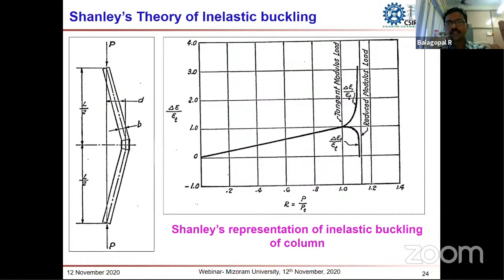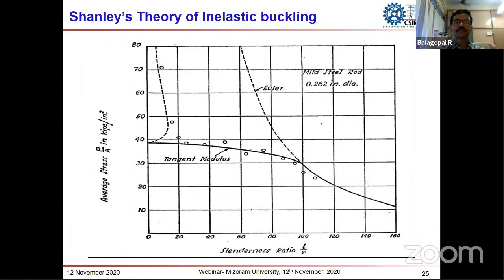Shanley's theory is schematically shown as two rigid sections, which are infinitely rigid, with an elastoplastic hinge at the bottom. It states that this hinge will continue to deform once it crosses the tangent modulus buckling load until it reaches the double modulus load. That is, it is in between the tangent modulus and the double modulus theory. The column will continue to deform in between these two buckling loads, as stated by Shanley's theory of inelastic buckling.